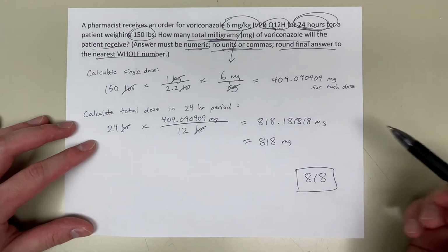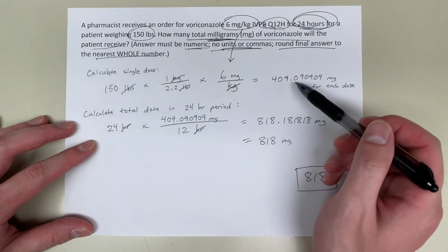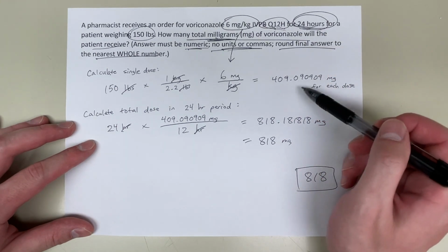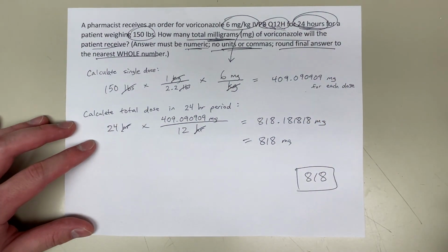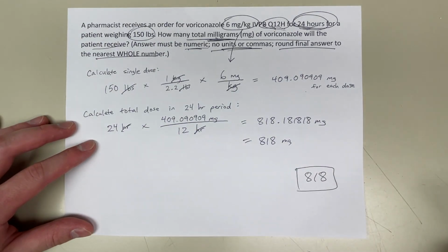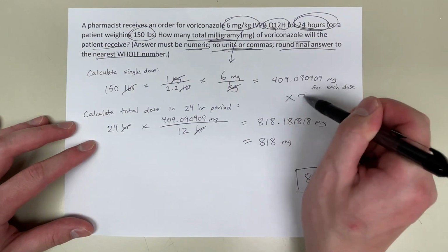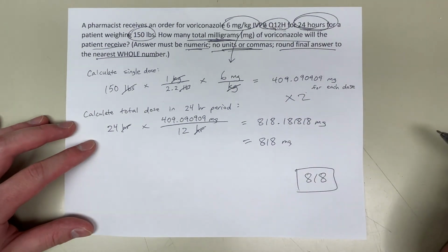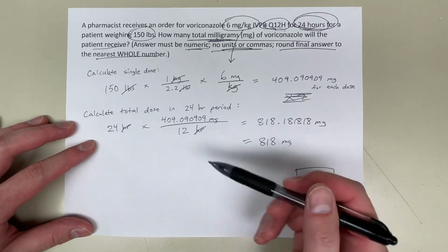I know some of you are like, oh, if you got one single dose is this, and it's every 12 hours in a 24-hour period, you could just multiply this by 2. Yeah, you could do that. I'm just showing you step by step how to do it. But obviously, yeah, you can just multiply this by 2 to get your answer. But this is an easier way to conceptualize what I'm doing.